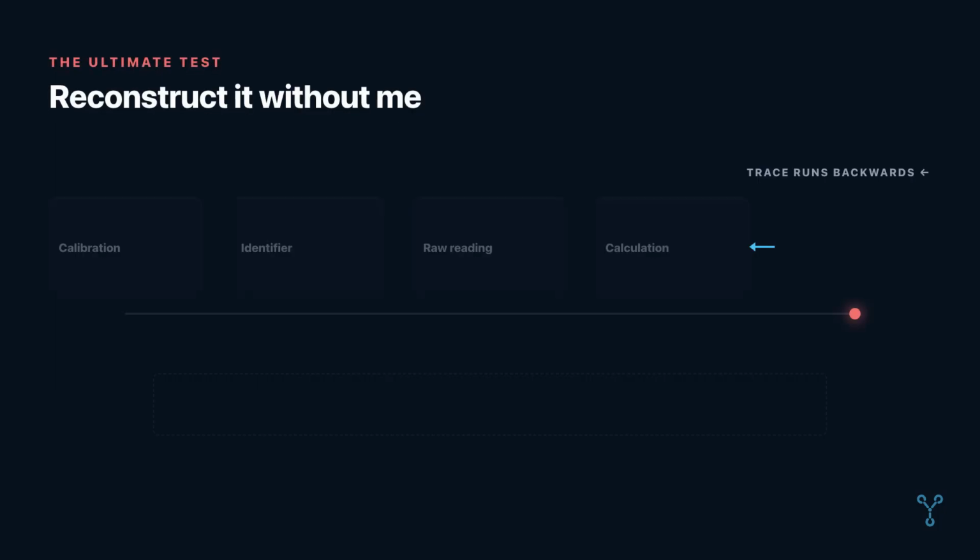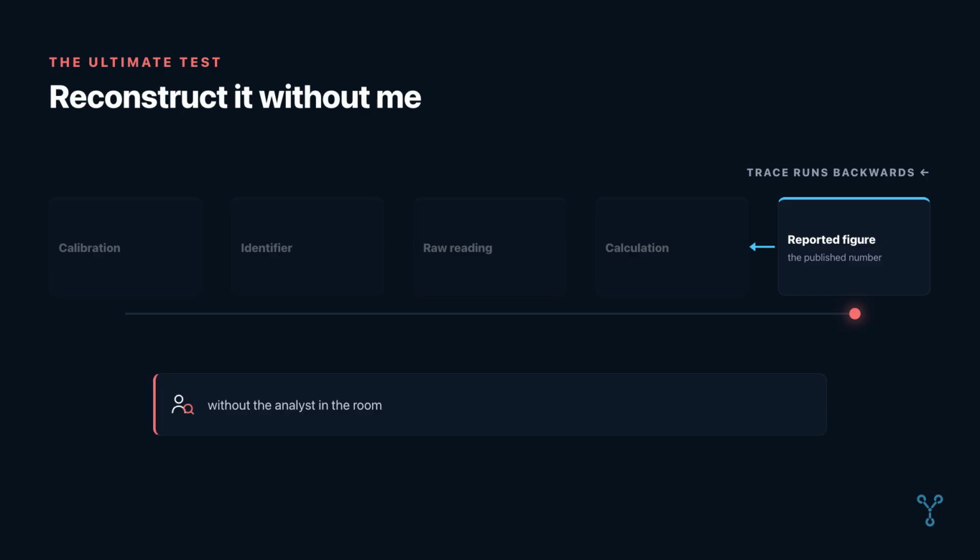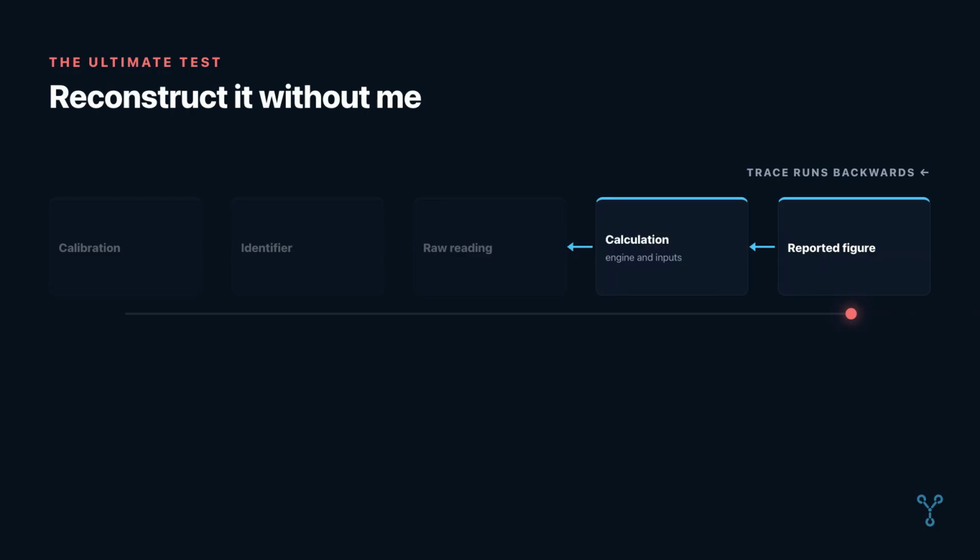The ultimate test of a data layer is the audit trail. An audit trail is a transparent, chronological record of all data and events. It allows an independent party to reconstruct a reported figure without the original analyst present. If a final report states a specific volume of emission reductions, a verifier must be able to trace it back. They trace it back through the calculation engine to find the raw sensor data.